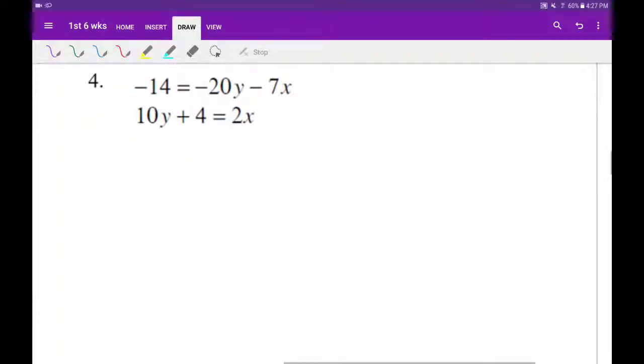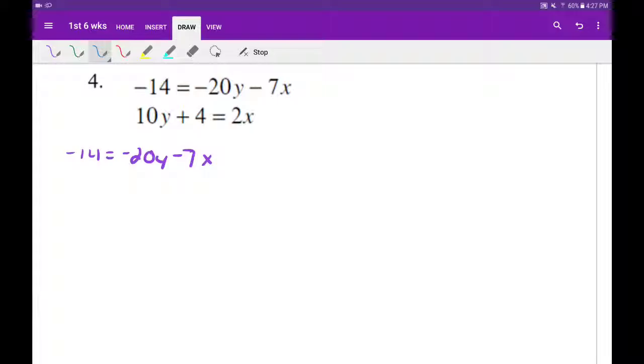And I'm going to fix it the long way first, then I'll show you a shortcut on the second equation just to kind of save time and paper. But let's look at the long way, see what's happening mathematically. All right, so negative 14 equals negative 20y minus 7x. My x's and y's are on the wrong side on this one. I want them on the left side. I want my negative 14 on the other side.